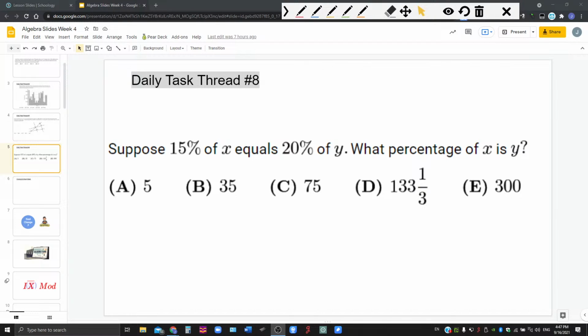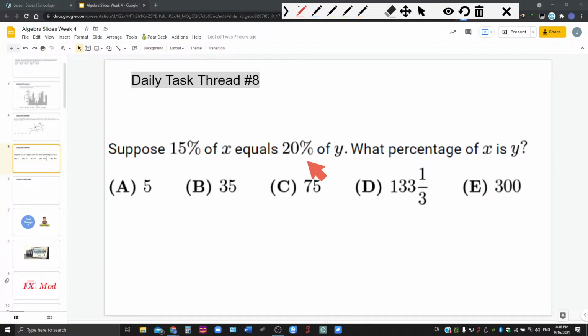Let's take a look at this one question. Suppose 15% of x equals 20% of y. What percentage of x is y? Now this is a very short question. So what information do we get from this?